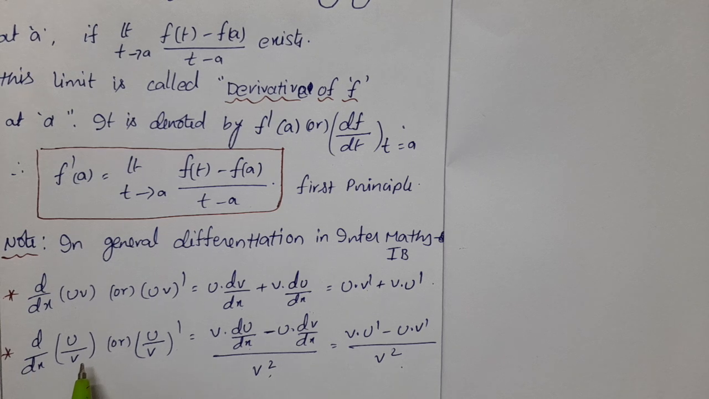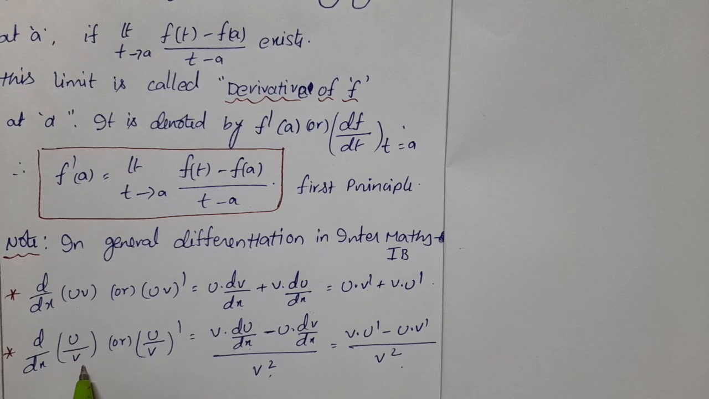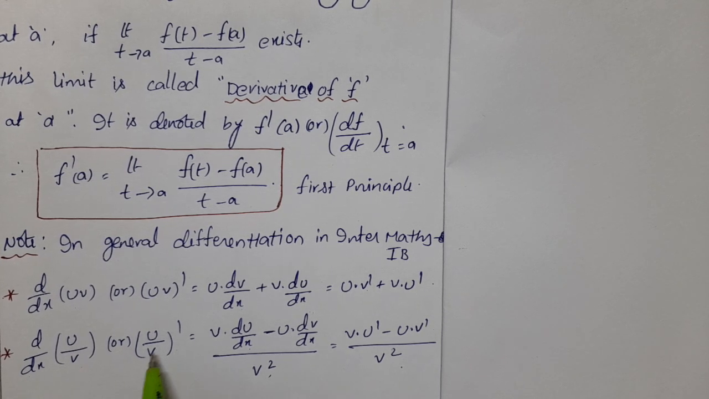Derivative of u by v, the division of two functions: (u by v) whole dash equals v into derivative of u minus u into derivative of v, by v square, that is, (v u dash minus u v dash) by v square. Now we can apply these general differentiation formulas to vector functions.